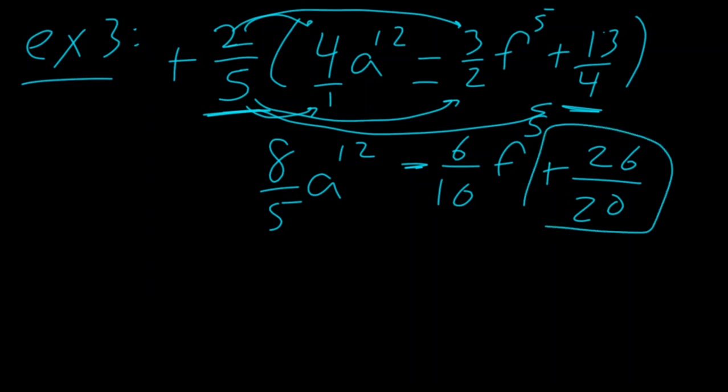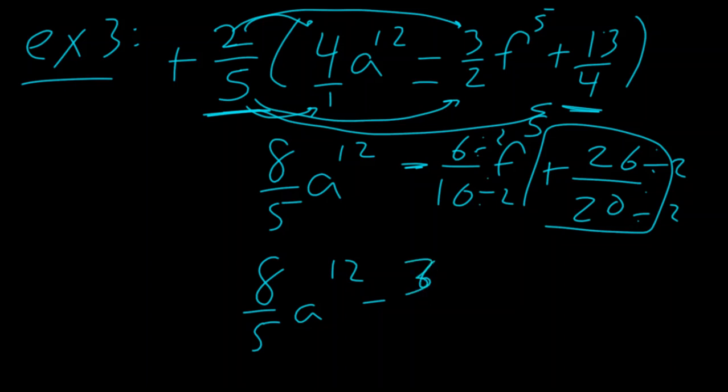Both 26 and 20 can be divided by 2. And once we do that, we'll have our final answer. 8 over 5, a to the 12th, minus, and wait a second, can 6 over 10 reduce? Yeah, of course, those can both be divided by 2. And so 6 divided by 2 would be, of course, 3 over 10 divided by 2 is 5f to the 5th plus 26 divided by 2 is 13 over 10.